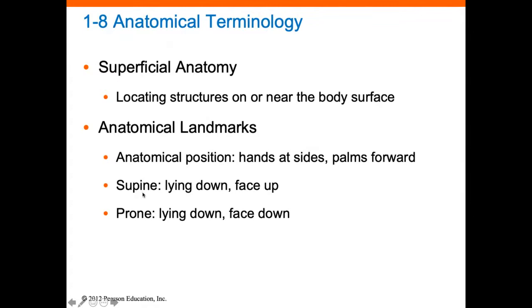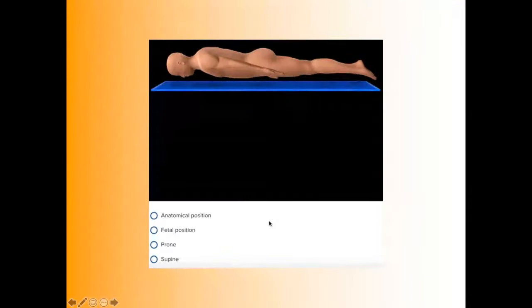There are two opposing terms, supine and prone. Supine is lying down face up. I like to say supine is lying on your spine, whereas prone is lying on your bone, on your nose, lying face down. So supine is lying down face up, or lying on your spine, and prone is lying face down on your bone.